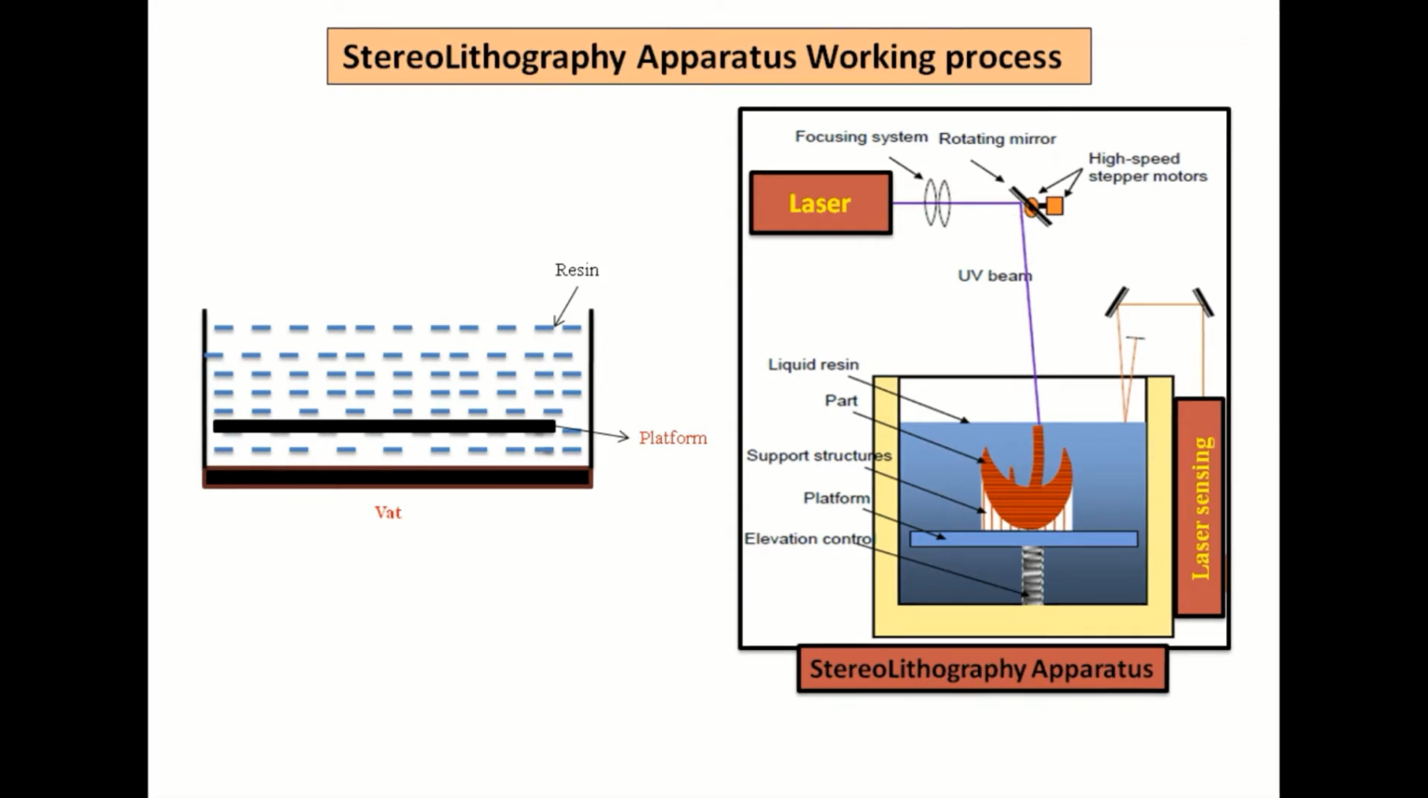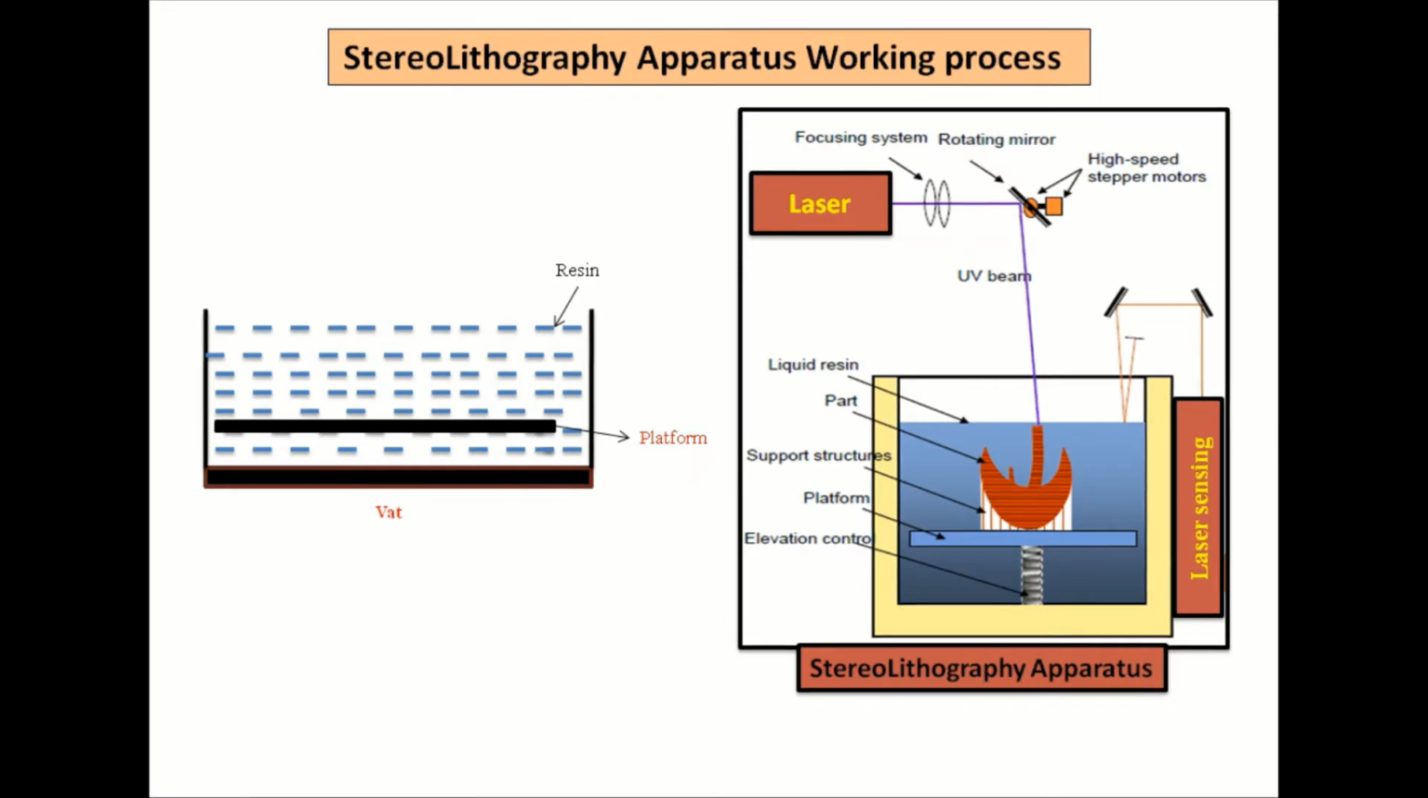First, let us see the working of this stereolithography apparatus. First of all, what are the components involved in this apparatus? There are a laser, supporting control mechanism, mirror, and a platform. So these are the main components of the apparatus: laser, supporting control system, mirror, and platform.